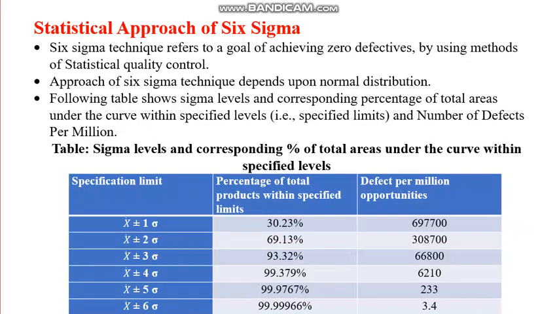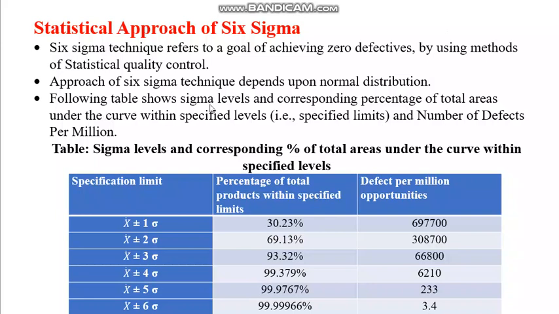Okay, now, the statistical approach of Six Sigma. The Six Sigma technique refers to a goal of achieving zero defectives by using methods of statistical quality control. The approach of the Six Sigma technique depends upon the normal distribution.